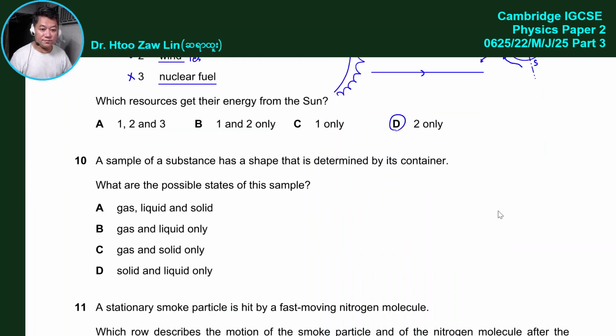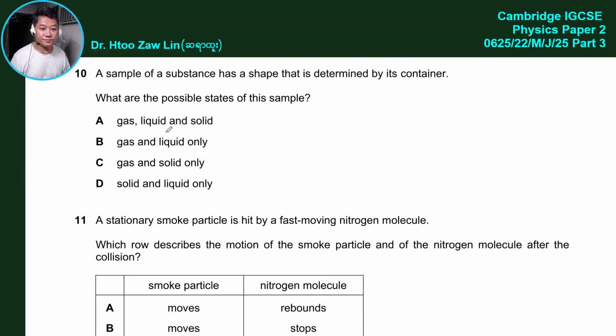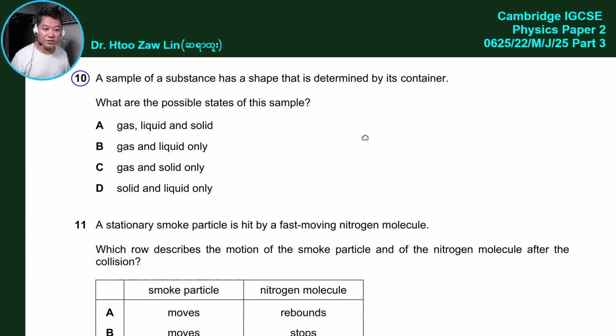Let's see number 10. A sample of a substance has a shape that is determined by its container. What are the possible states of this sample? Okay, so we need to choose the possible state of the sample. So is that solid state or liquid state or gaseous state?